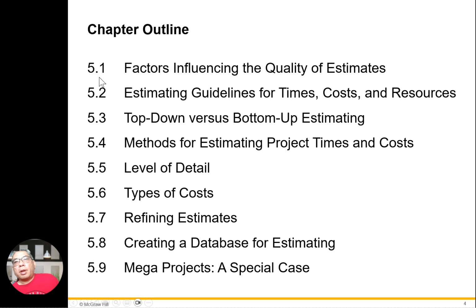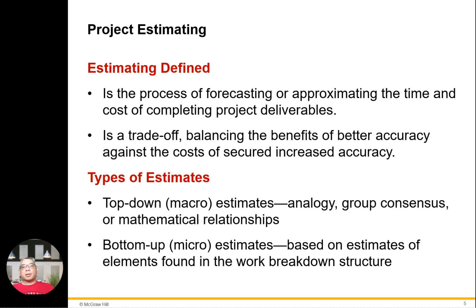Let's look at the chapter outline, okay? Number 1, factors influencing the quality of estimates. Number 2, estimating guidelines for time, cost, and resources. Number 3, top-down versus bottom-up estimation. Number 4, methods for estimating project time and cost. Number 5, level of detail. Number 6, types of cost. Number 7 is refining estimates. Number 8, creating a database for estimation. Number 9 is mega projects as a special case.